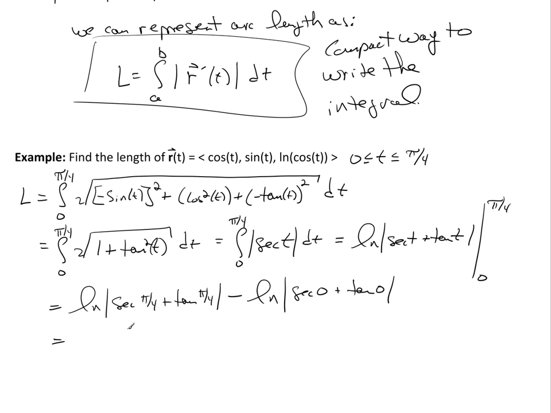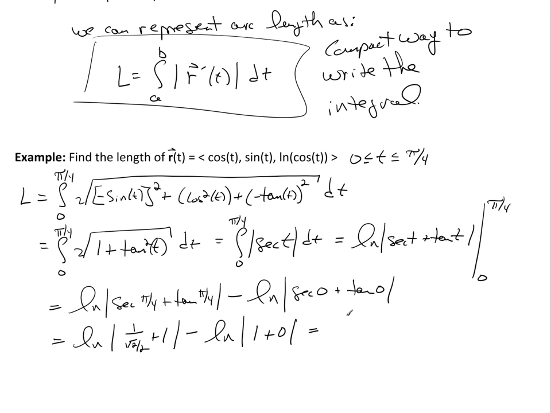Well, secant of pi over 4 is, well, I'm going to go ahead and skip these steps for you right now. Remember, secant is 1 over cosine, so this would actually be 1 over the square root of 2 over 2, which clearly we're going to simplify. Tangent of pi over 4 is 1. Minus ln, secant of 0 is 1, tangent of 0 is 0. So this component over here is actually 0, because this is ln of 1, which is 0.